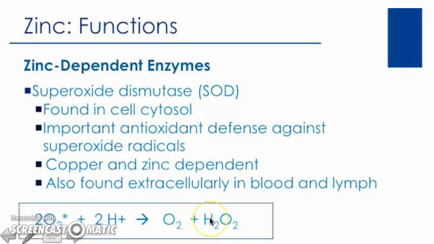Hydrogen peroxide additionally has a capacity to promote oxidative stress. So we'll see when we talk about selenium, selenium is involved as well in an antioxidant enzyme called glutathione peroxidase. So glutathione peroxidase will interact with the hydrogen peroxide to further reduce its oxidative potential.